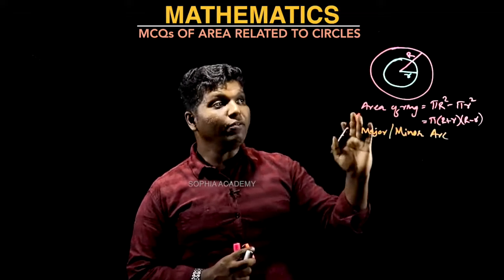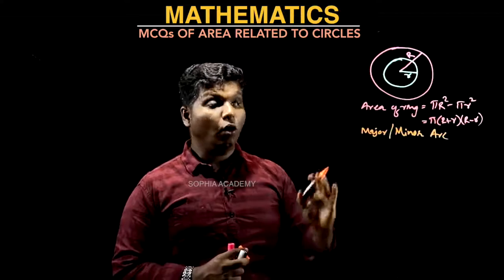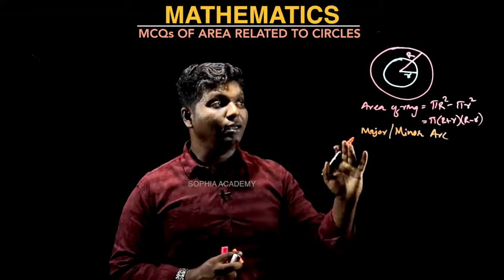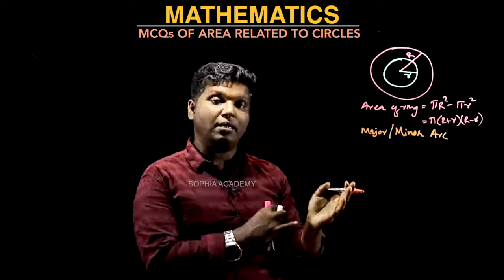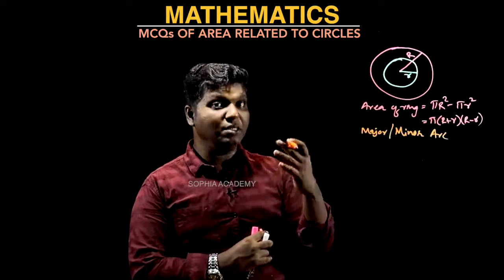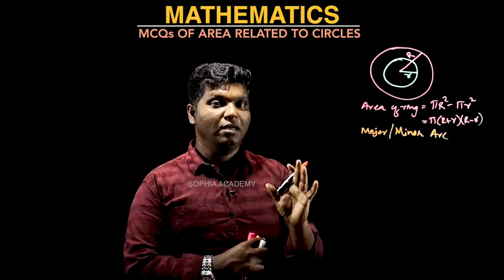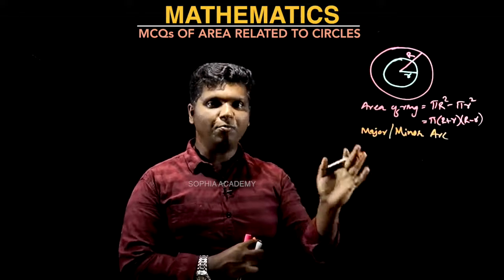I will tell you. If the total length of the arc is greater than the semicircle... what is a semicircle? Half of the circle, right? Semicircle means half circle. So the area of the total circle was pi r square, so the area of the semicircle will be half pi r square.